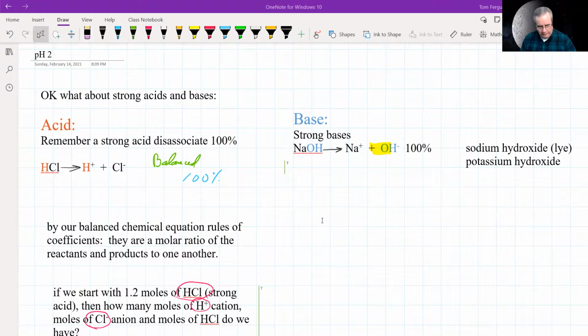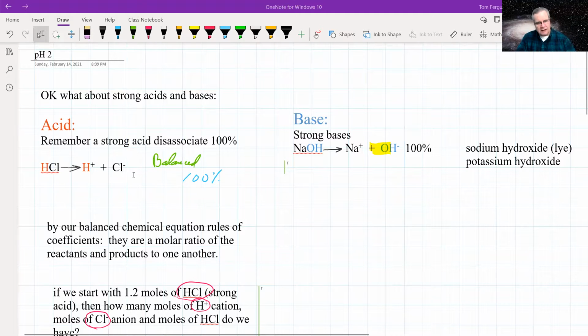Now, the calculations we're going to be doing in this class are going to be based totally on strong acids and strong bases, where they dissociate 100%. Now, these same calculations can be done with weak acids and weak bases, but it's significantly more complex, and it doesn't lend itself to being introduced very well.